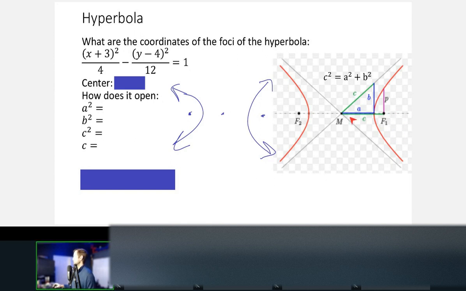So based on this diagram, to find your distance of c, we need to know what a and b are. Do we know what a and b are? Or sorry, do we know what a squared and b squared are? Let's start there. Yeah, we do. What does a squared equal? Yeah, a squared is equal to 4. b squared is then equal to 12.